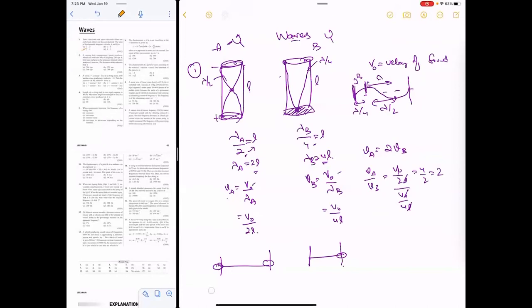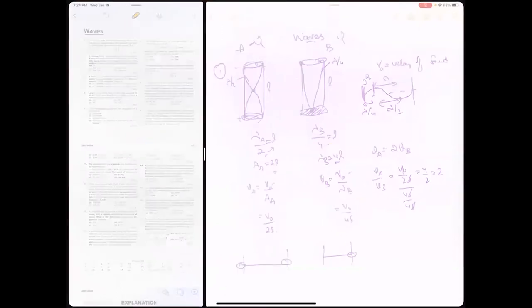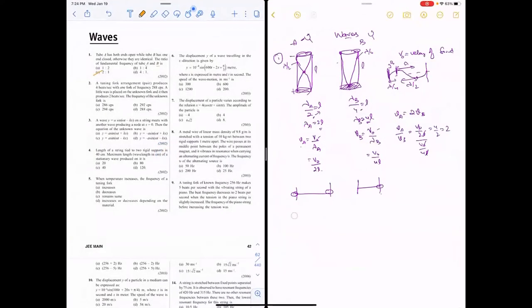Still, if you are not able to understand, that means you have to go back to your first year sound chapter, or whichever chapter it is now, and check the concept. Right? Others, please take the screenshot, guys.